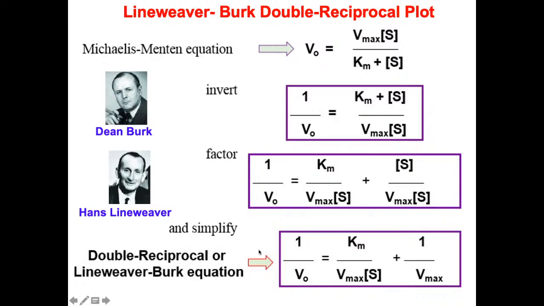And then after that you simplify this equation. 1 by V naught equals Km by Vmax multiplied by 1 by S, and S is cut out, and you have 1 by Vmax. So that's the reaction, how it is done.